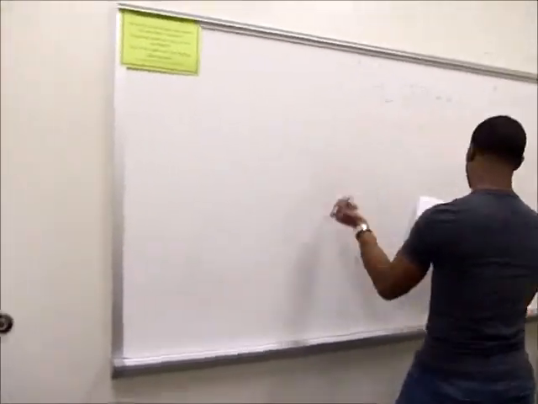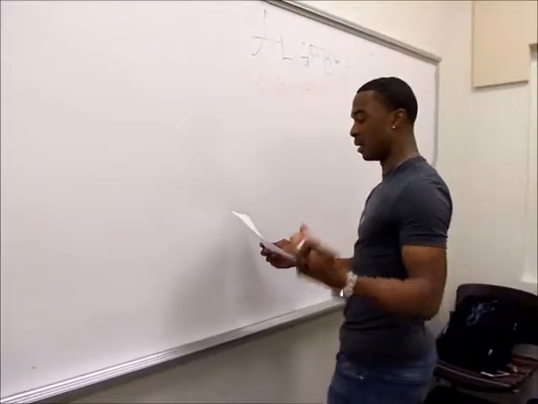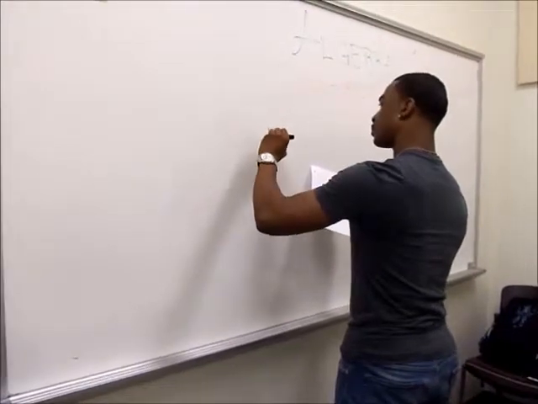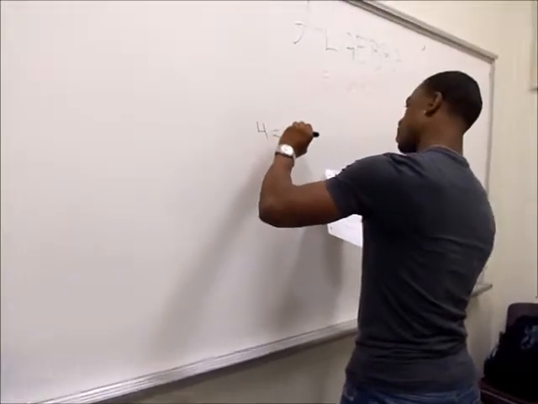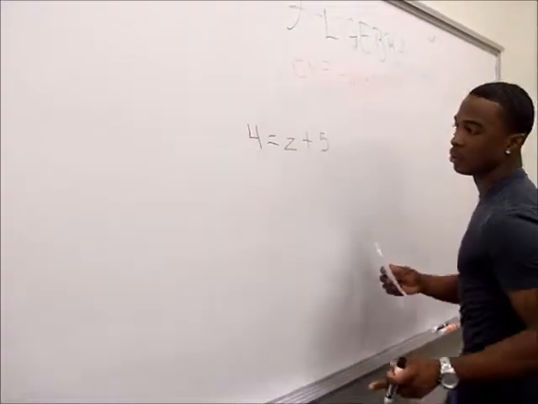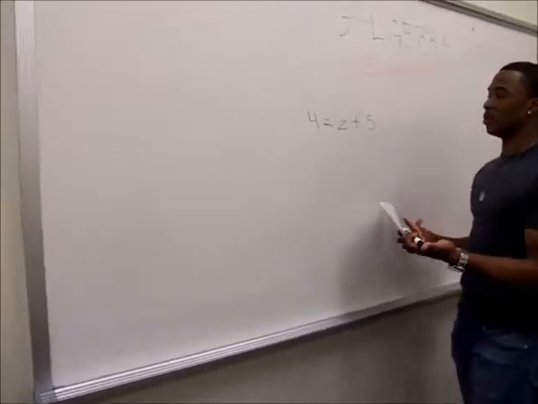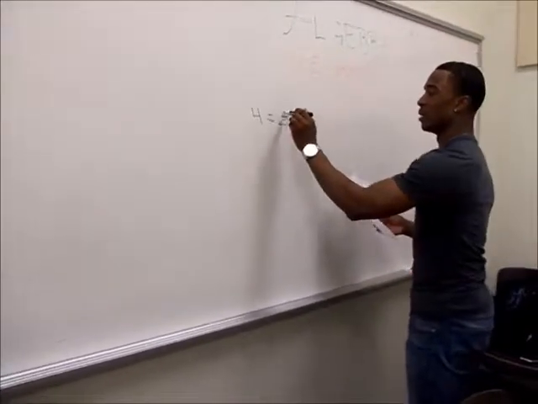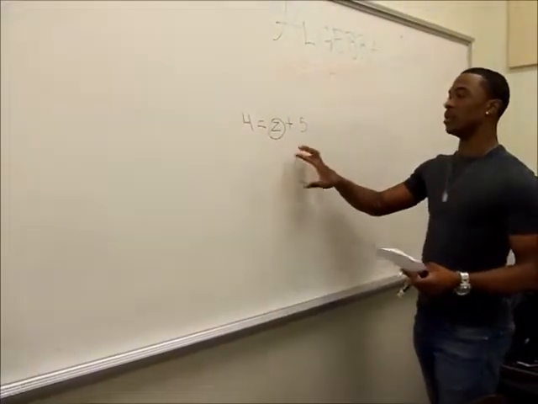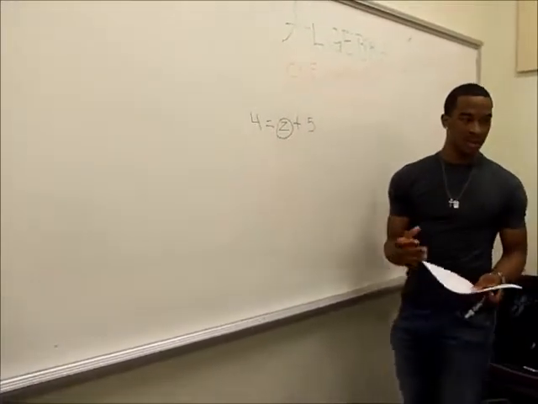So the equation we're going to start off with today, just to get a hands-on look at how to solve for the variable, is 4 equals z plus 5. What we're trying to do again is solve for this one variable, being z. So solving for the variable, you have two numbers. What you have to do is get the variable by itself on one side. Do you follow with me?